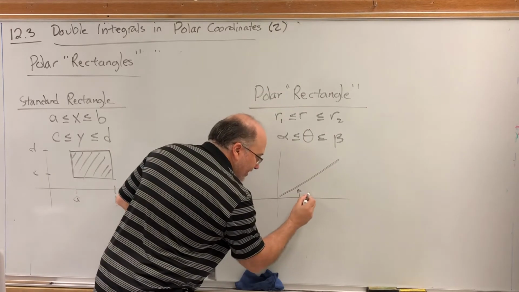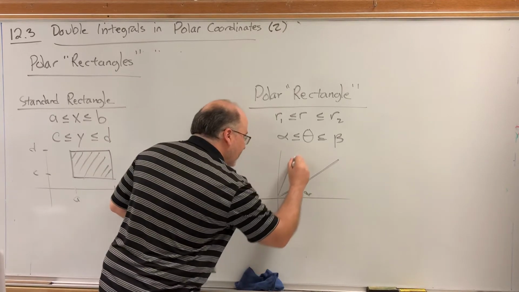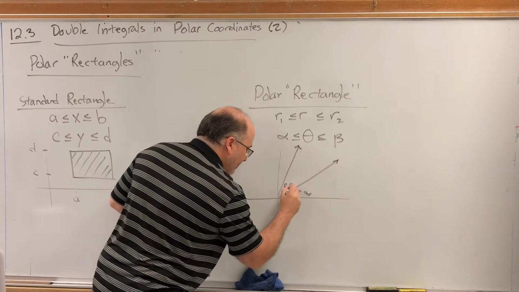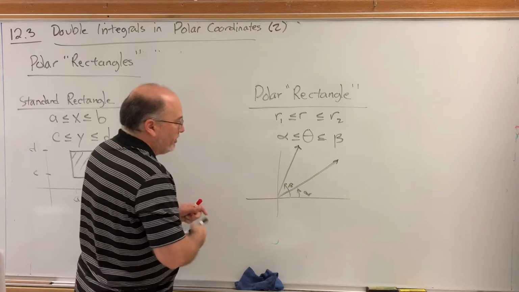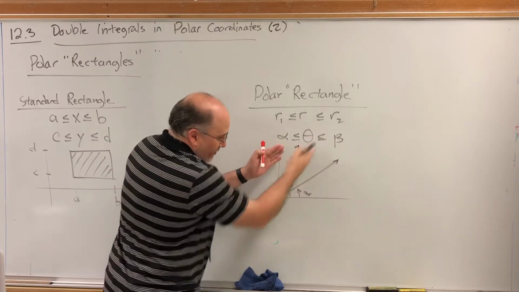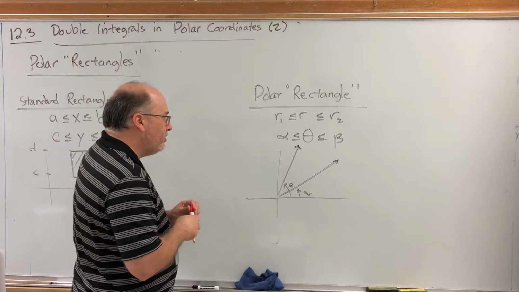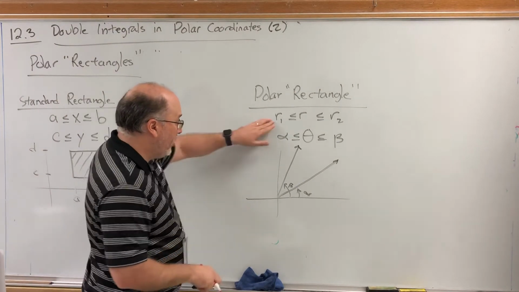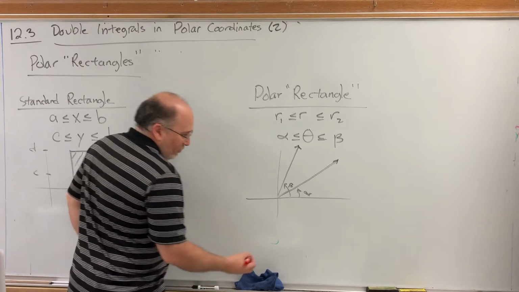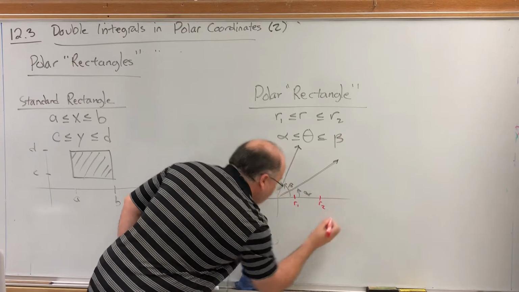But let's say that that's our angle alpha, and then we have another ray emanating up here, and that's our angle beta. So we're going to sweep out a region between these two rays, so it's going to be up here in this angle somewhere. Now, how do we use the radii, the R1 and the R2? Well, that's just how far you travel. So for example, let's say that the first radius is here and the second radius is over here.